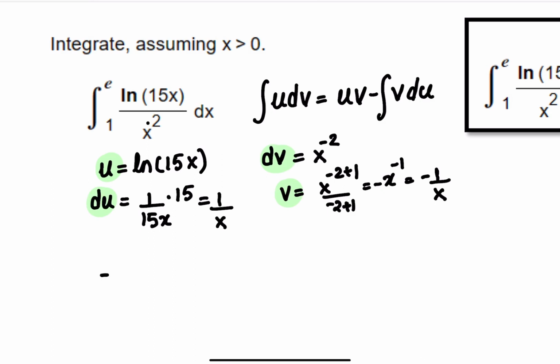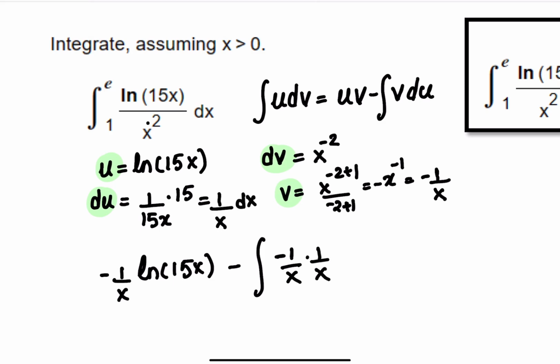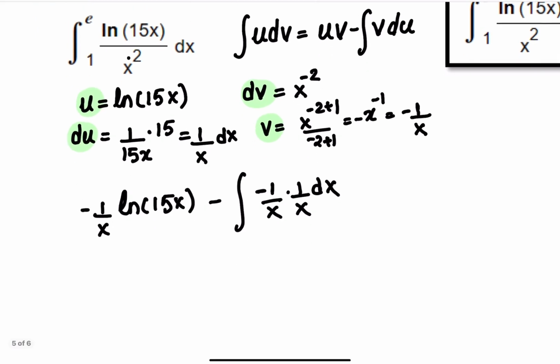uv, which is negative 1 over x times ln 15x. Can you flip these? Of course, these are products, you can. Minus the integral of v, which is negative 1 over x, times du, which is, I forgot the dx here, 1 over x dx. As you know, that's all you can do here. This is simplified. I'm going to work on this one. This is the integral, negative of negative becomes a positive. This becomes a positive 1 over x squared dx.